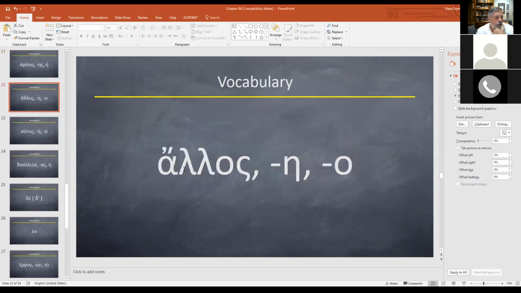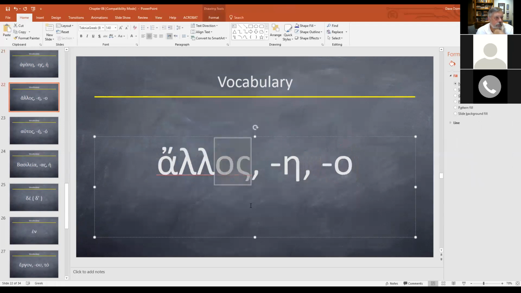Alos means another, and there's its nominative genitive form. Alos happens to be an adjective. The nice thing about an adjective is it follows the same pattern as the nouns. You have a masculine, feminine, and neuter. Well, an adjective has to agree with the noun it's modifying. So if I've got a feminine noun, then alos has to be ale.